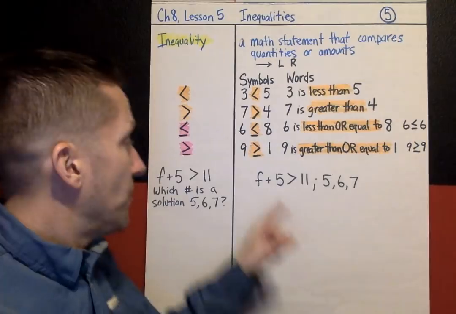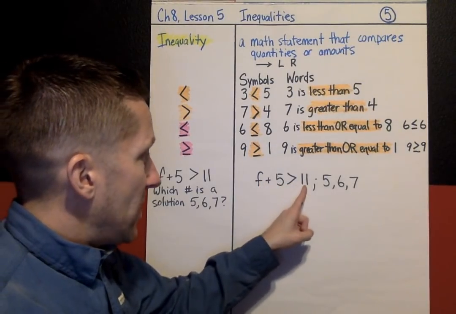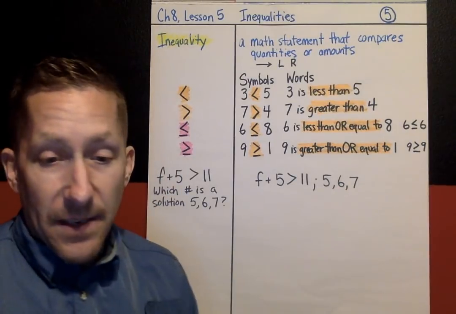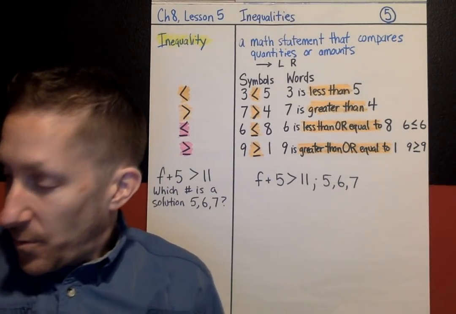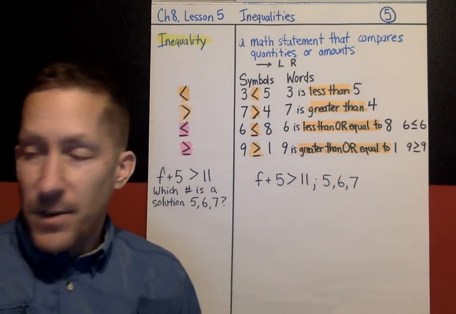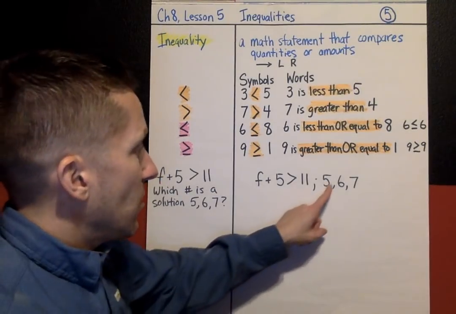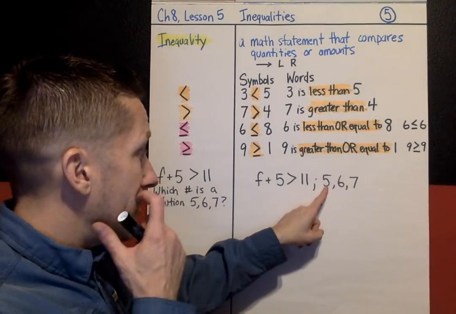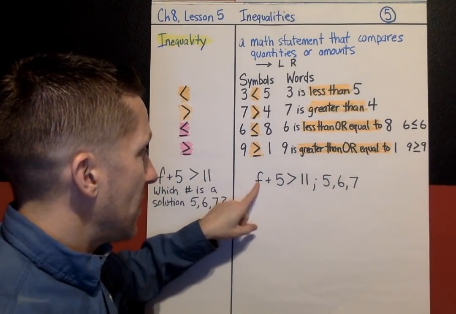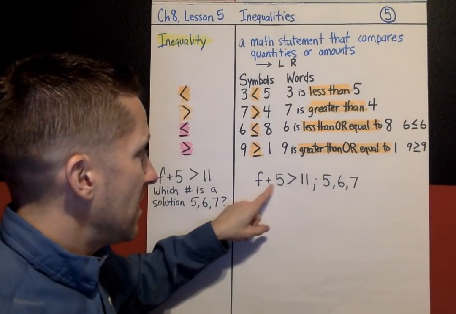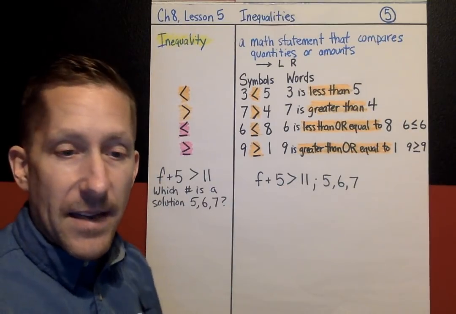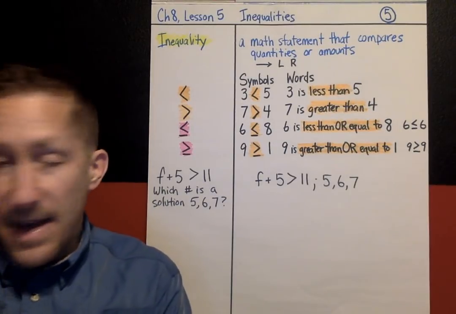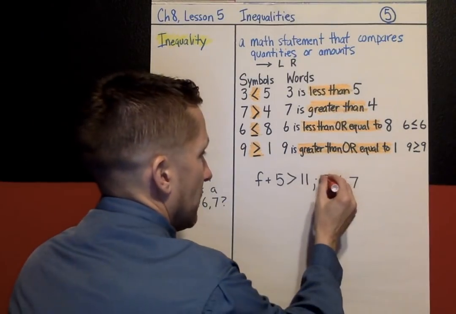All right, so f plus 5 is greater than 11. Which of these works, 5, 6, or 7? To solve this, it's similar to problems we've done earlier in the chapter where you put in the number and see if it works. So test 5. If you put in 5 for f, you'd have 5 plus 5 makes 10. Is 10 greater than 11? It is not. So 5 is out. 5 doesn't work.